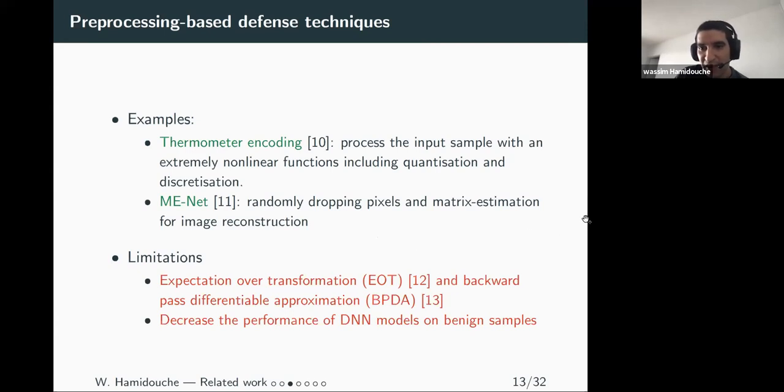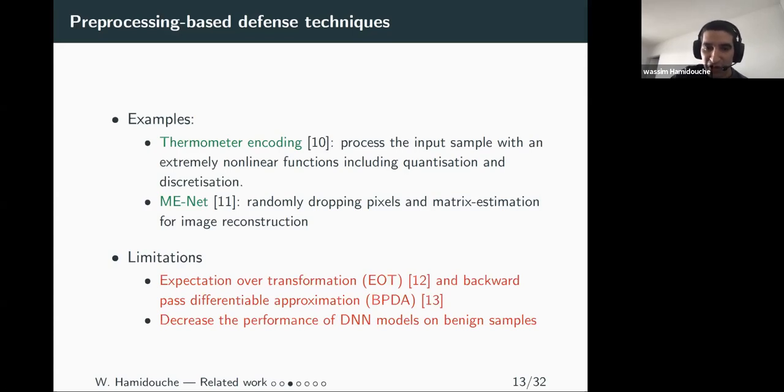However, there are two main limitations of this solution, because there are some techniques called expectation over transformation and also backward pass differentiable approximation, that allow approximating this nonlinear function and also this randomness. So if we are able to approximate this nonlinear function and randomness with linear estimations, we can still perform attacks using these gradient-based attacks.